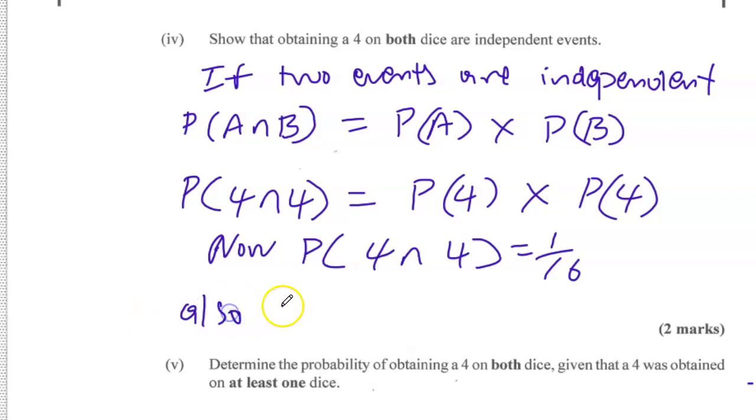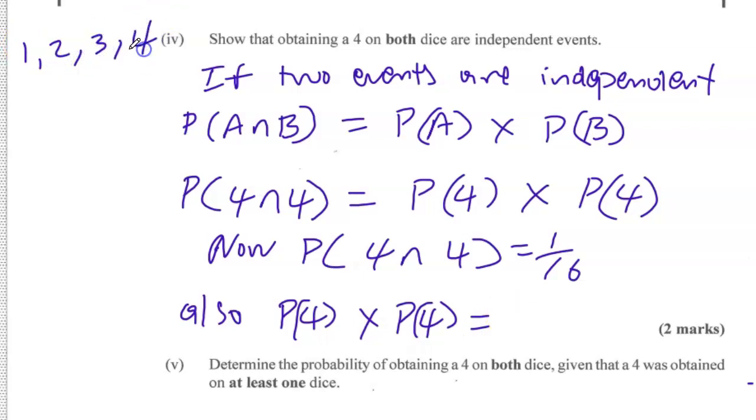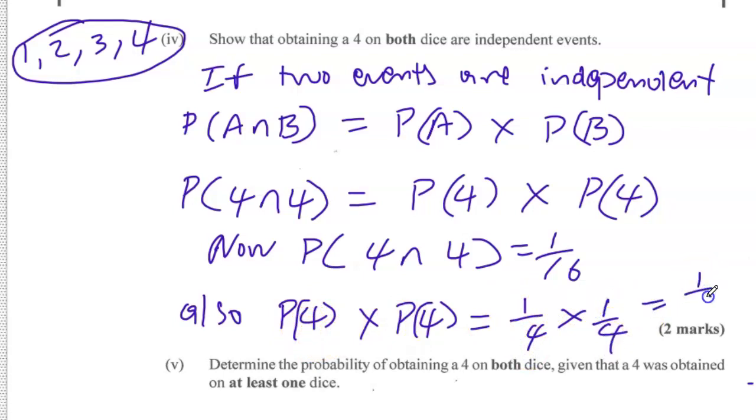You'll also remember that the probability of 4 on any dice, remember that the dice had 4 faces, right? 1, 2, 3, 4. So the probability of getting a 4 on any one of those dice is a quarter. So it's a quarter times a quarter, which gives you 1/16. So you can see that the probability of 4 and 4 is equal to the probability of 4 times 4.